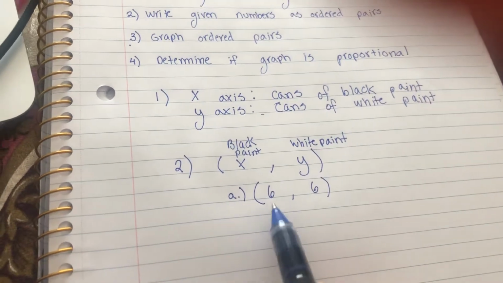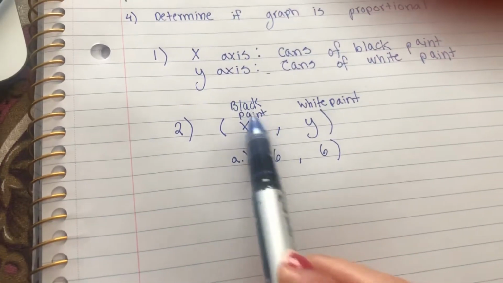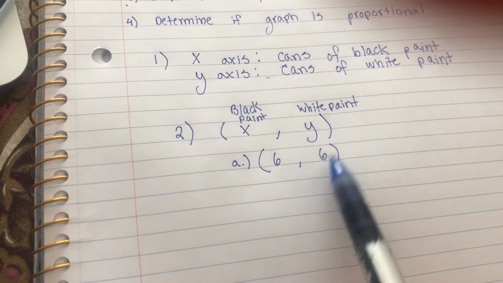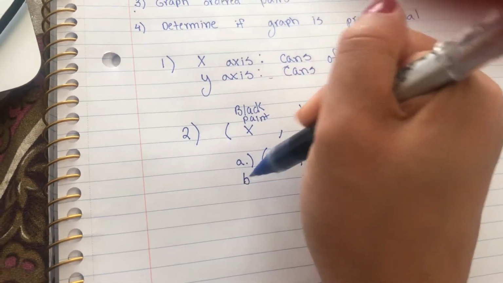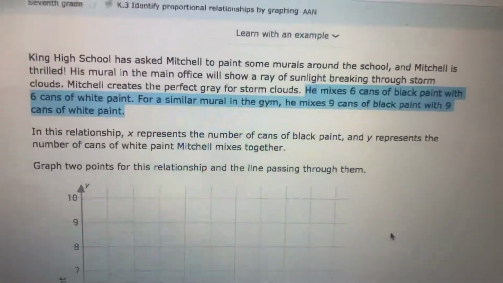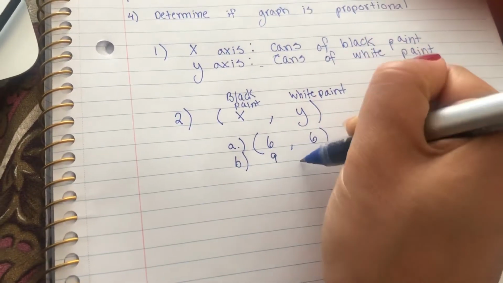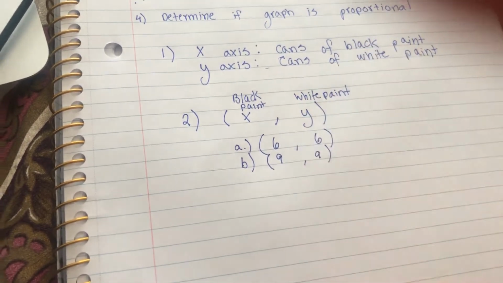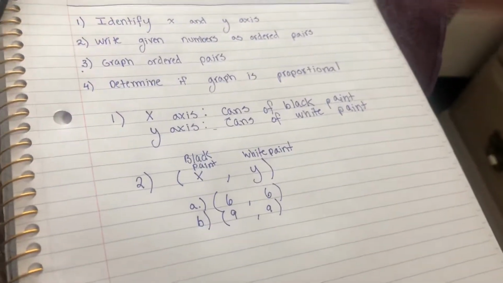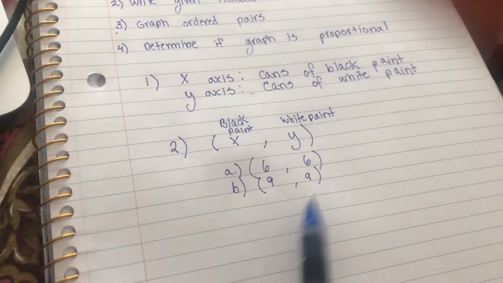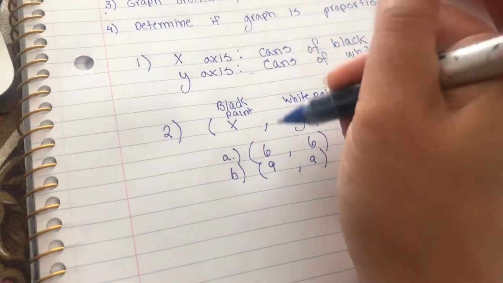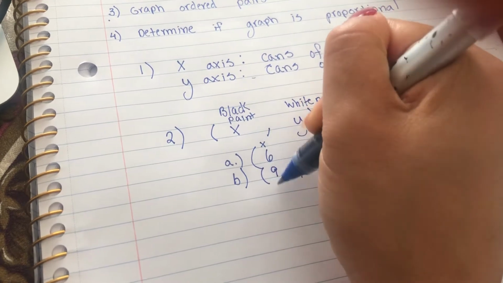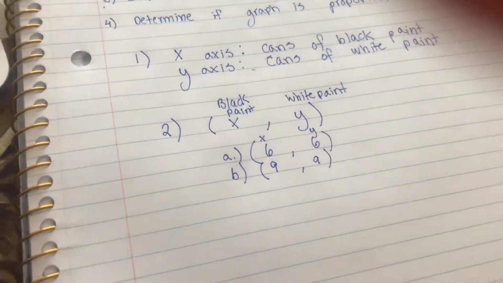And how I got that is it's saying 6 cans of black paint. So black paint is X, and 6 cans of white paint, and white paint is Y. So my first ordered pair would be 6, 6. And my second one, here it says he mixes 9 cans of black paint with 9 cans of white paint. Easy. That's just going to be 9, 9. So you can't really go wrong here, but okay. So I took the numbers given and I wrote them as ordered pairs. So now I have to graph the ordered pairs. So I'm going to put, again, just label that the first number is X, the second number is Y, and then we need to graph them.